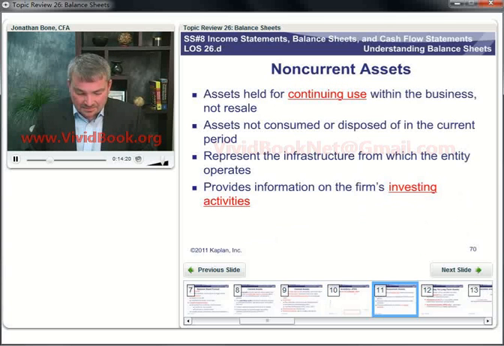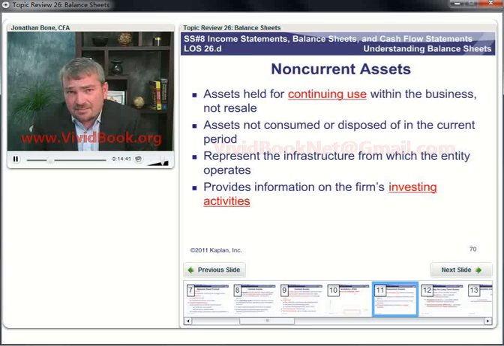Okay, so that is our inventory. Let's talk about our non-current assets. Now, our non-current assets, of course, are our plant, property and equipment, our intangibles, and also potentially investments held for long-term use in other companies. So investments in our associates, investments in our subsidiaries, investments in our joint ventures.